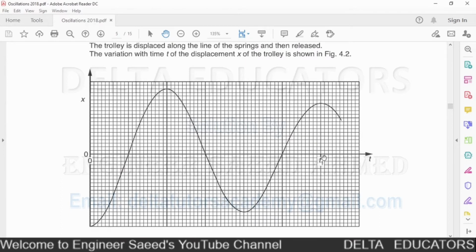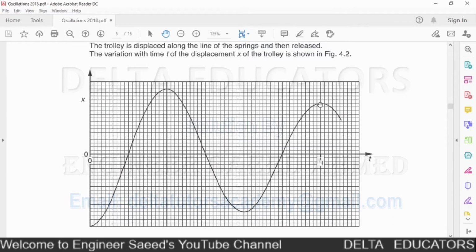It is T1. Now at T1, how many waves have we completed? Here it is the start of the wave. It is one wave completed. Now up to T1, how many waves are completed? 1.5. So here we can say at time T1, the time period is 1.5.